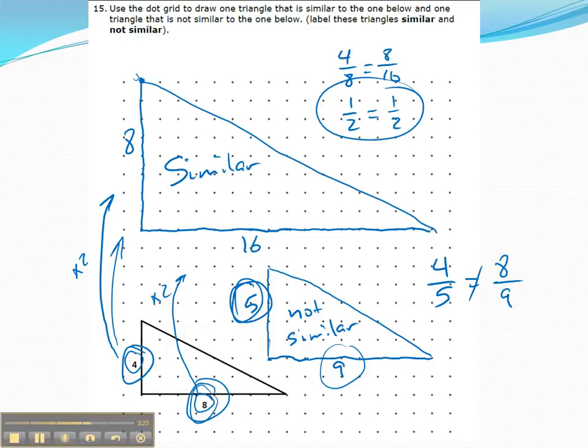Okay, so don't fall into that trap, don't make that mistake. You have to multiply by a common factor. You can't simply add the same number to all the dimensions.